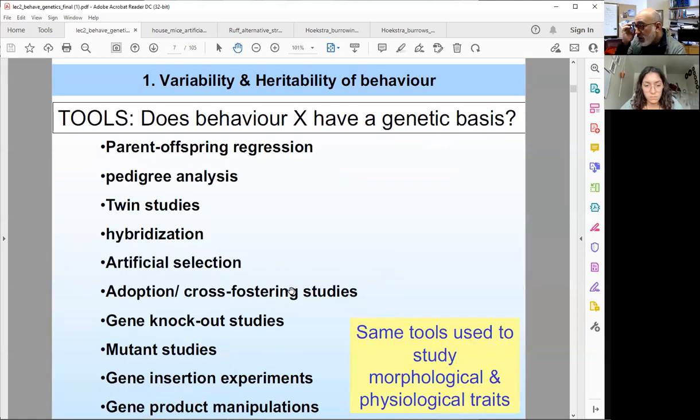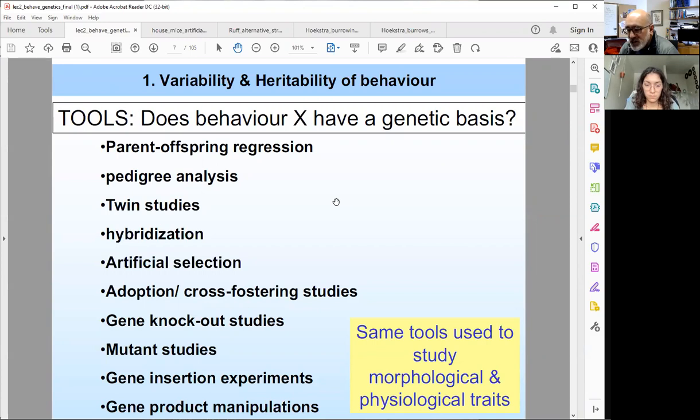There are ways, though, that we can try to assess the heritability of a trait. In particular, we're interested in behavior, of course. And these are used also in other traits, morphological or physiological traits. A common one is parent-offspring regression. This is basically where you plot parents against offspring and look at the slope of that line. And that slope indicates, the steeper the slope, the more heritable the trait is.